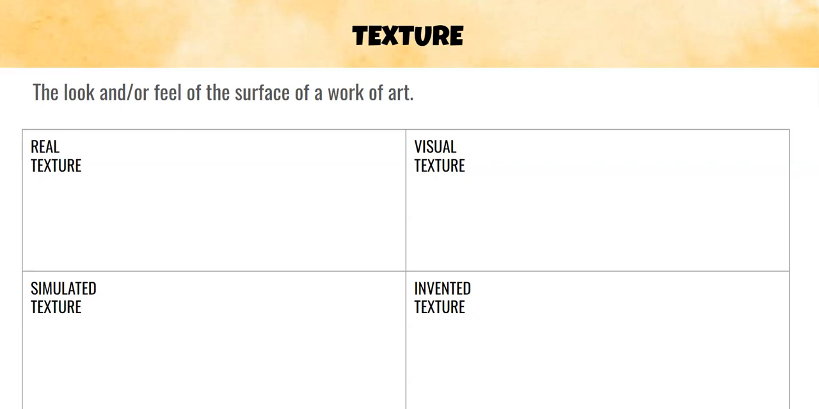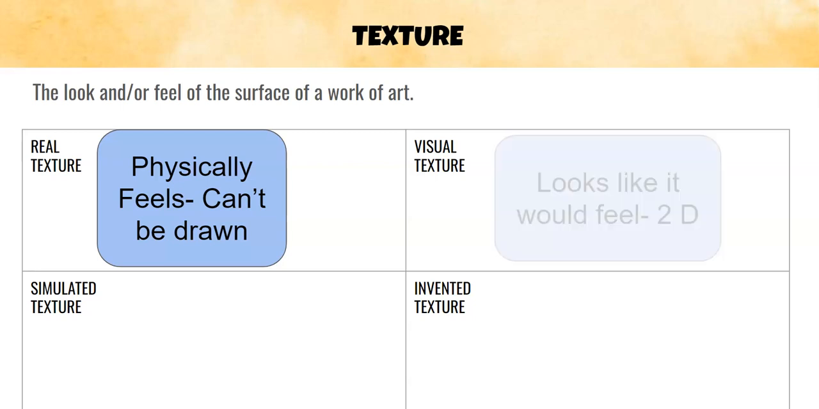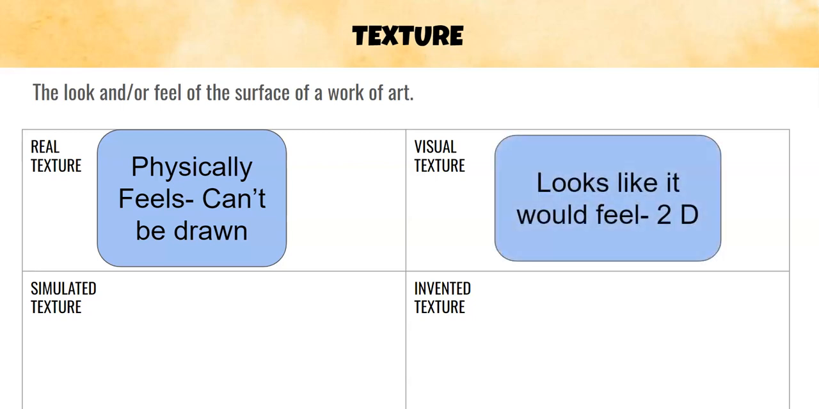Real texture is anything 3-dimensional that you can actually touch. So physically feeling something you can't draw a picture of, that's going to be a real texture. So you can go ahead and cut out your physically feels and glue that into the real texture box. The opposite of that, of course, is visual texture. It looks like it would feel. This is 2-dimensional, so a photograph or a drawing of a real thing, visual texture.